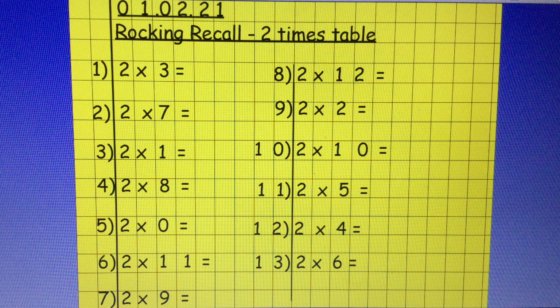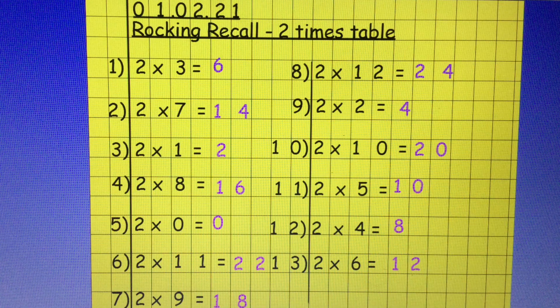Today for your Rocking Recall challenge, I would like you please to answer these questions from the 2 times table. Pause the video now to write your answers. And here are your answers for your Rocking Recall this morning.